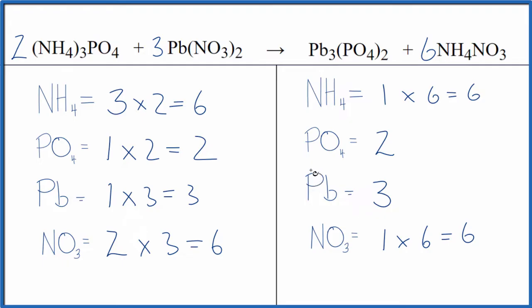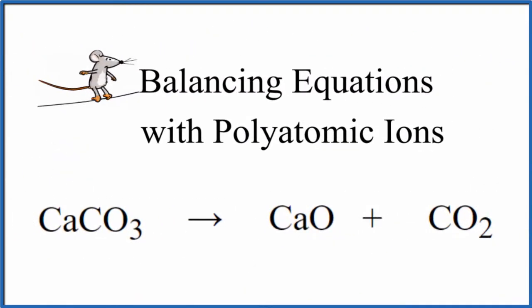One last thing we need to consider. Sometimes you'll have an equation where you have a polyatomic ion, like the carbonate ion here, but we don't have a CO3 on this side. In this case, you can't use that technique on this type of equation. You're just going to have to write out each individual atom to balance the equation. In this case, it's already balanced, so that's kind of nice.